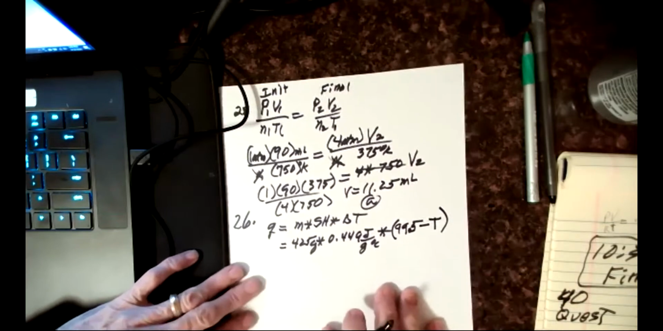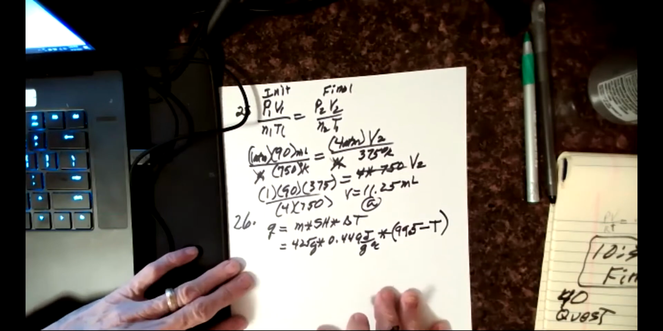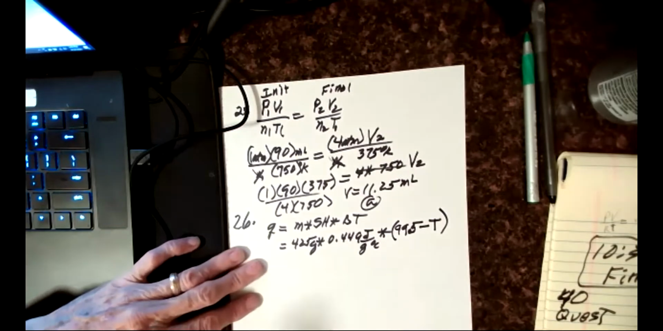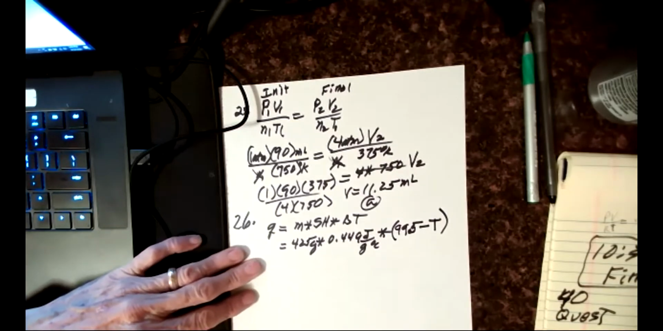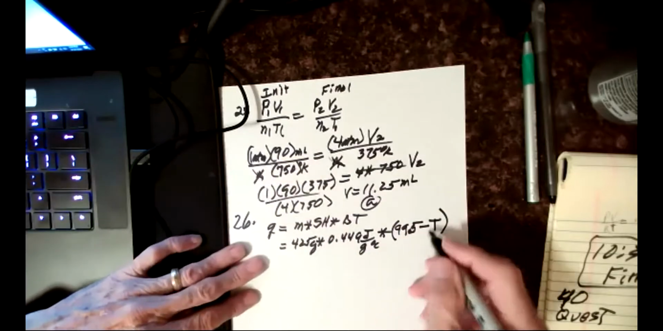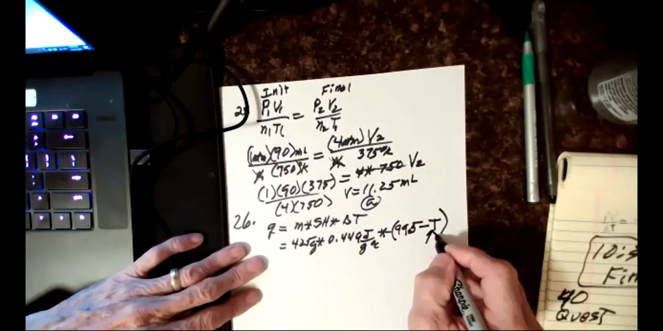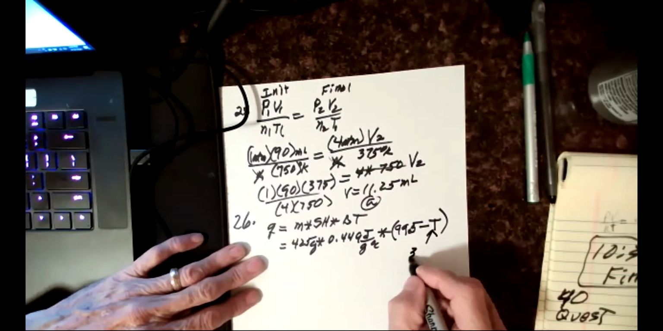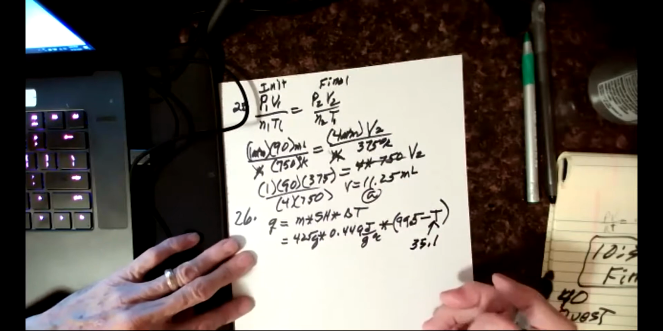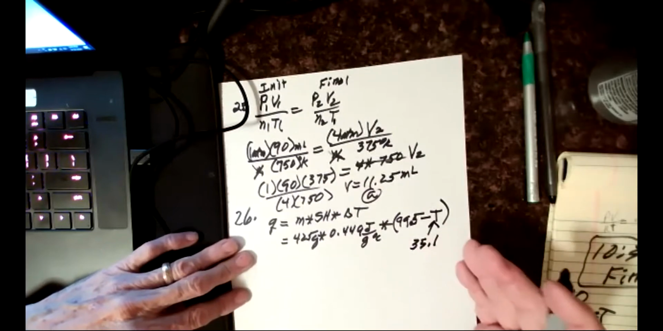Yes, we dropped that into a sample of water, and we don't know how much water, but we do know one important piece of information. The water was at 19.3 degrees, and once it was done, everything was at 35 degrees. So I do know what the T was. It's 35.1. Now, we want to get the heat change for the iron.